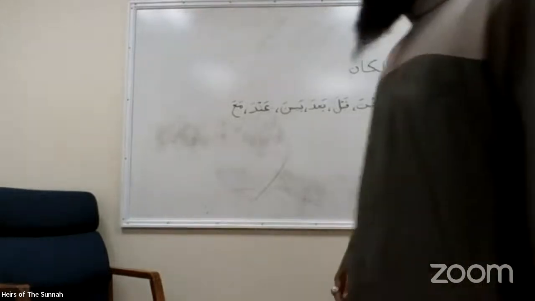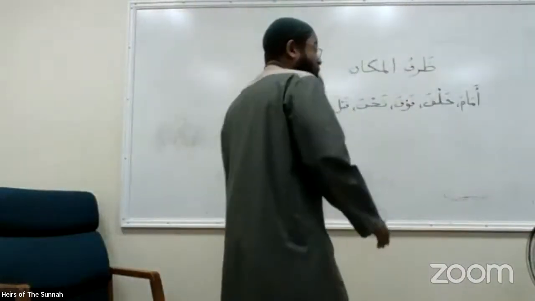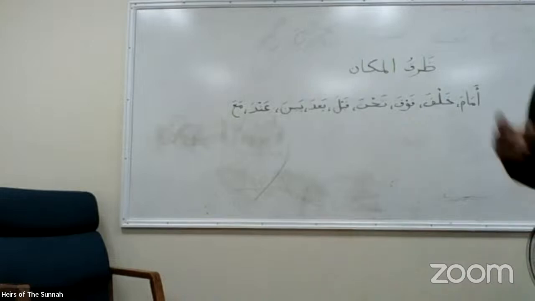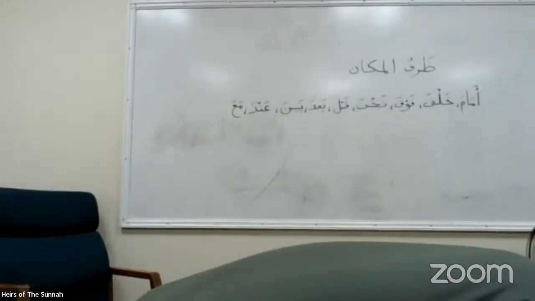Now, these are supposed to be prepositions. This is talking about place. We talk about prepositions that talk about time: yawma, layla, day, night, sabahan, morning, bukratan, ashiyyatan, also duhan, all of these. Now, there's a few special ones on this board.